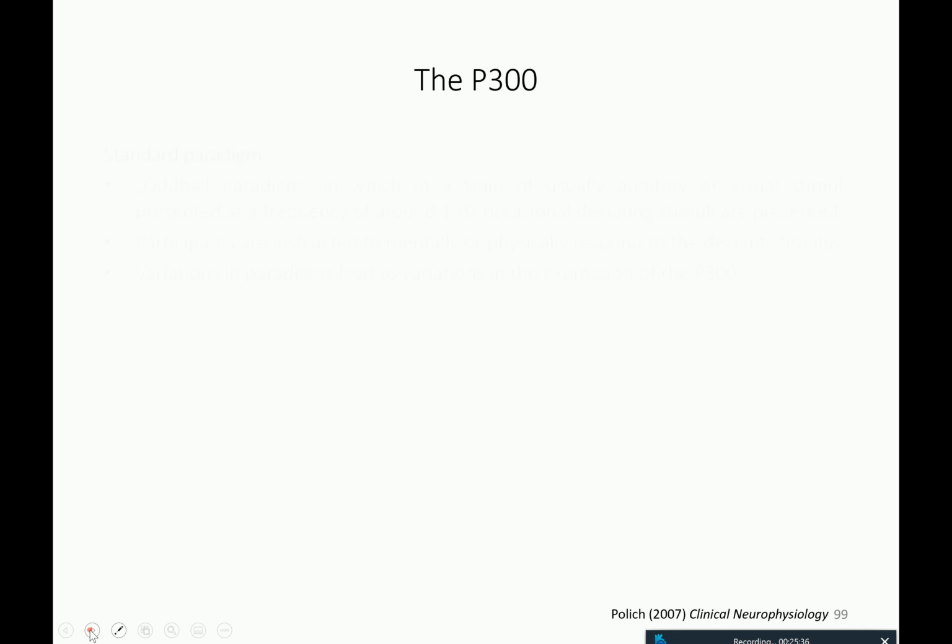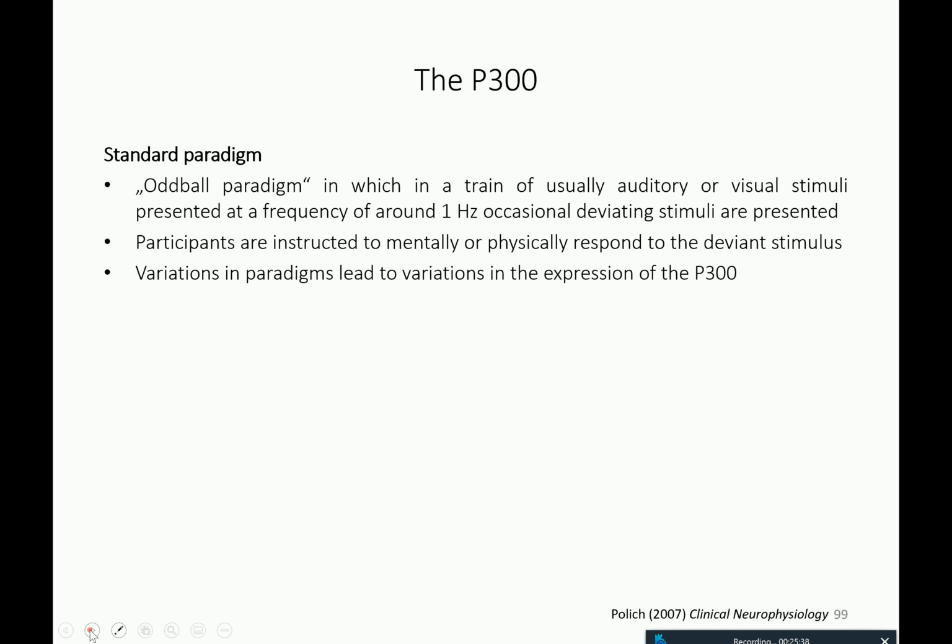P300. The main difference between the P300 and the mismatch negativity lies not so much in the paradigm, but in the participant. The standard paradigms for P300 are also oddball paradigms. So again, you have 80% of one stimulus and 20% of another stimulus, or you do roving paradigms where both physically different stimuli can occur in the deviant or standard condition.